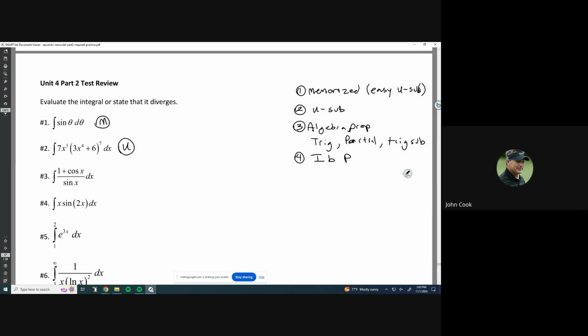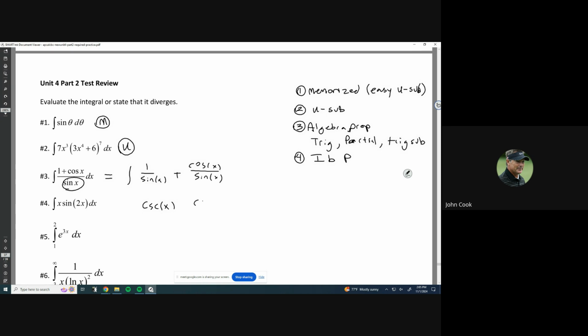So not memorized, not a U sub. Let's try an algebra property. So something really easy that I could do with this is just split the fraction apart. That's always really helpful if you have a rational function and you have a single term in the denominator. So if I split it apart, it can become 1 over sine of x, which is the same thing as cosecant, by the way, plus cosine over sine, which is the same thing as cotangent.